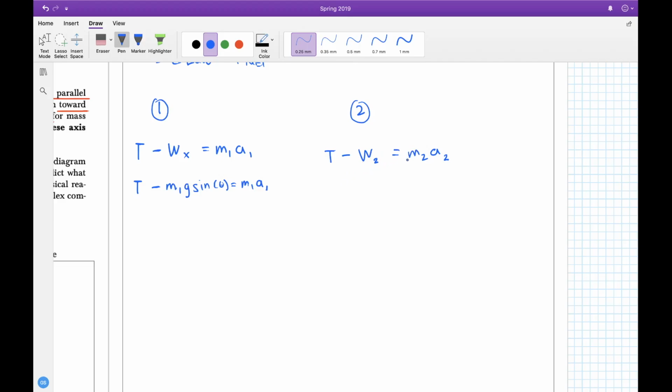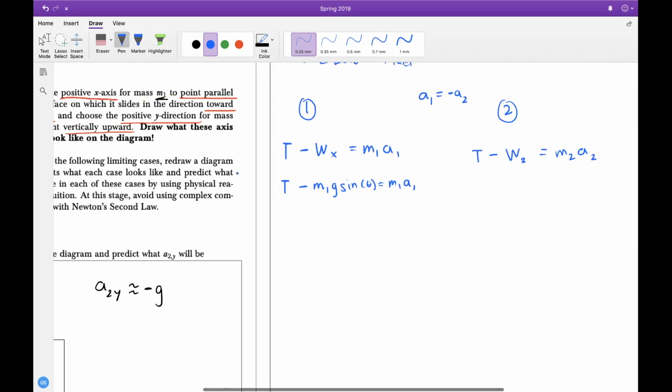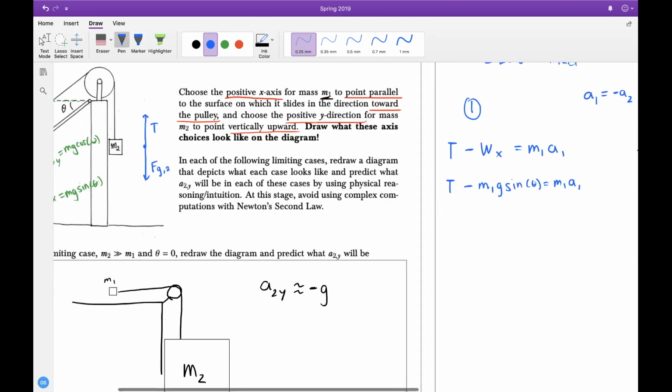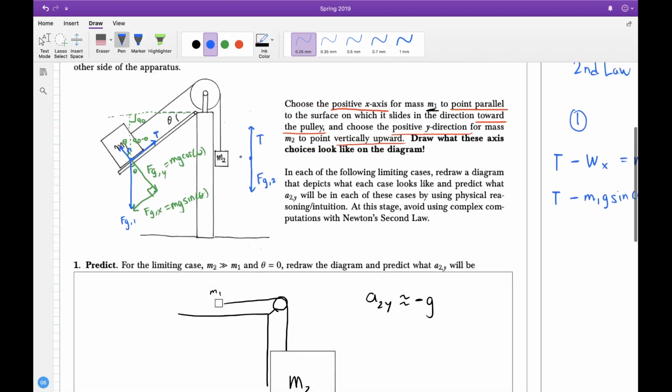Now, here's where it gets a little interesting. We can actually say that A1 is equal to negative A2. And the reason we can say this is because, going back to what I was talking about earlier, the rope cannot be compressed or stretched. If this part of the rope goes down by like a meter, this part of the rope has to also go that exact meter. So any acceleration that M2 has, M1 has to also have.